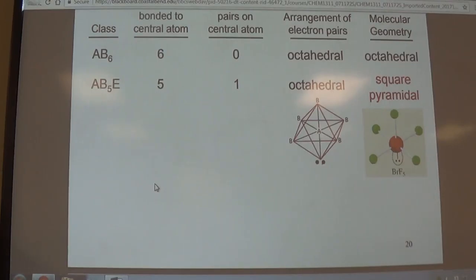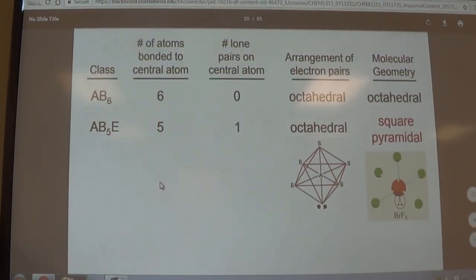This is kind of pointing out that even though exceptions to the octet rule don't make up a large percentage of the compounds and ions we've discovered, we have discovered compounds and ions that have all these varieties of shapes. Here we have a molecule with a central atom that's bonded to five other species and has one non-bonded pair. The electronic geometry is octahedral, but if there's a pair of electrons here, this geometry of these atoms is called square pyramidal.